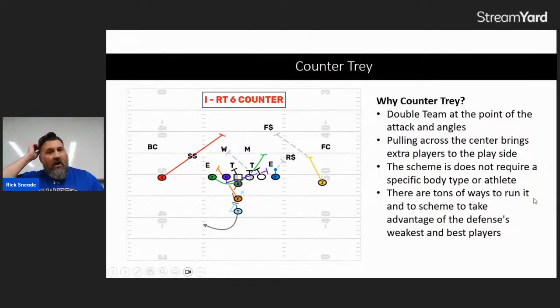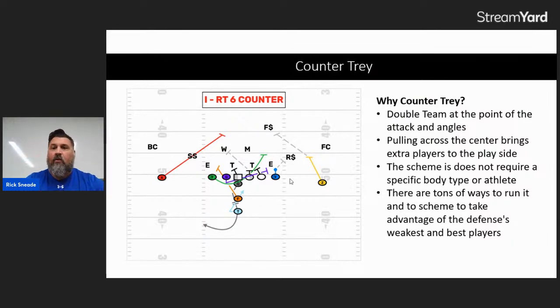So, counter tray for us is obviously a play in which we double team at the point of attack. At this point right now, this is Rip 6 for us. We're coming to the right side. We label our holes even numbers to the right, odd numbers to the left. And so we're building this play to the right. This is the base way we teach the play.